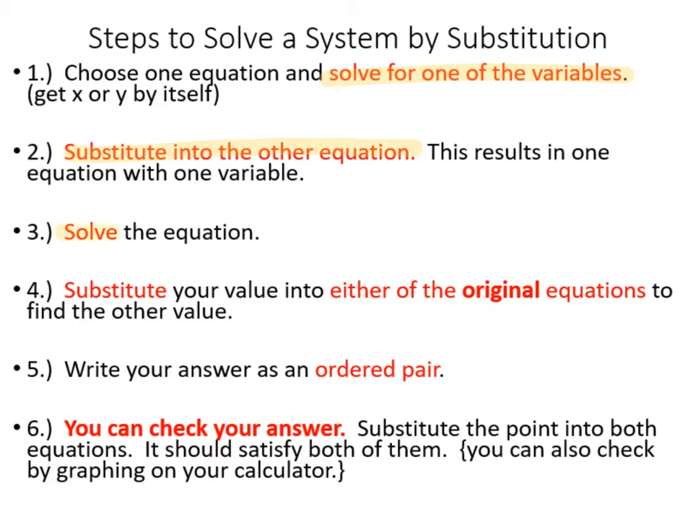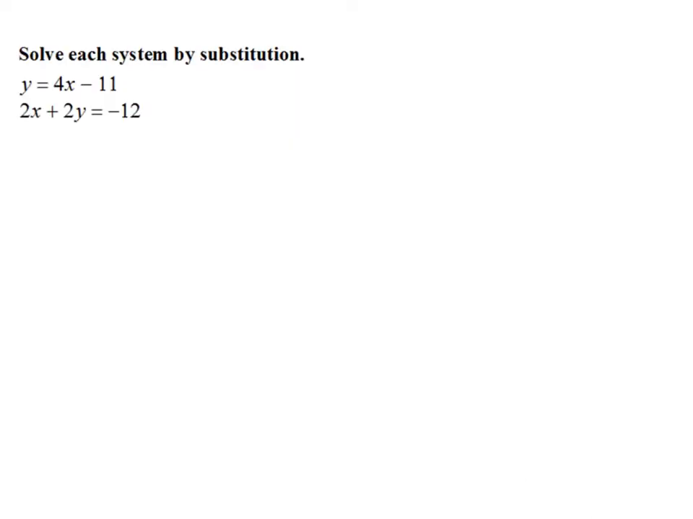Then you will solve the equation, substitute your value into either of the original equations and find the other value. Then finally write your answer as an ordered pair. And lastly, you can check your answers by substituting the point into both equations, and it should satisfy both of them. In our first example, the two equations are y equals 4x minus 11 and 2x plus 2y equals negative 12.